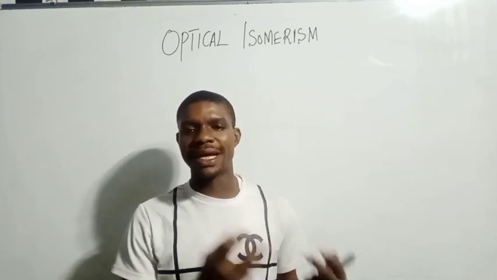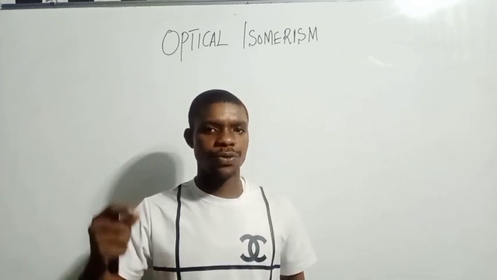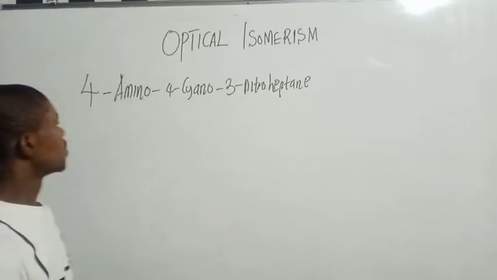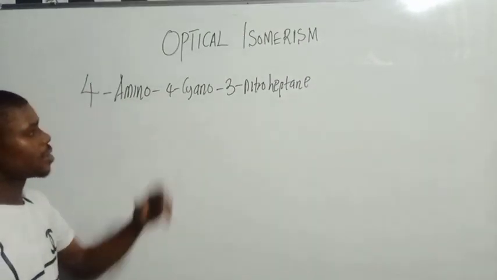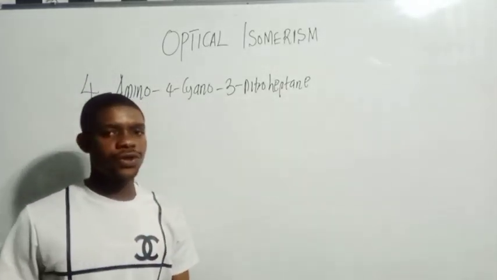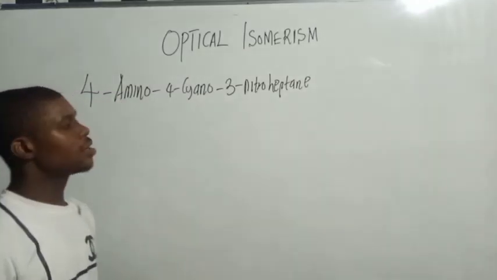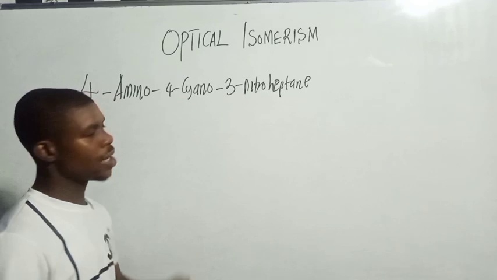So I'm going to drop some examples. Let's locate the chirality centers and get the number of stereoisomers. For example, let's look at the one on the board. Here we have 4-amino-4-cyano-3-nitro-heptane. A question will be given to you in the exam: how many chirality centers do we have here, and how many stereoisomers can we get from here?